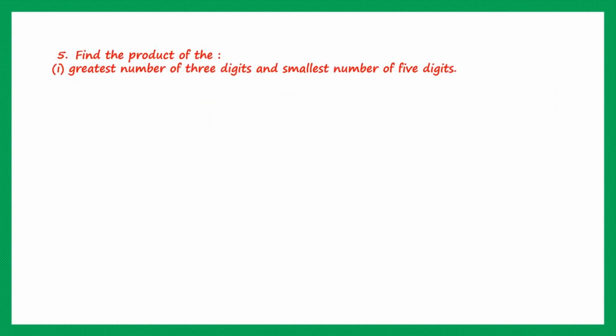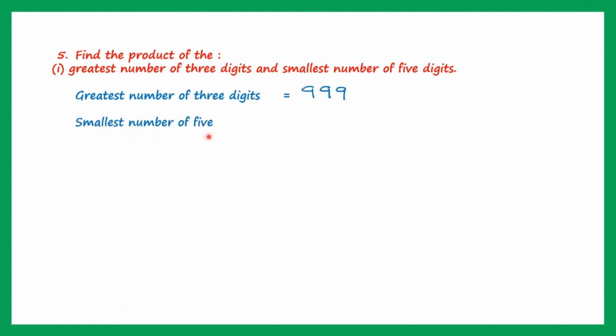Question 5. Find the product. Product means you multiply. Now what are the numbers that we are going to multiply? The greatest number of 3 digits and the smallest number of 5 digits. So let's begin. The greatest number of 3 digits is 999. Then we have to write the smallest number of 5 digits. The smallest number of 5 digits is 1 followed by 4 zeros. 1, 2, 3, 4.